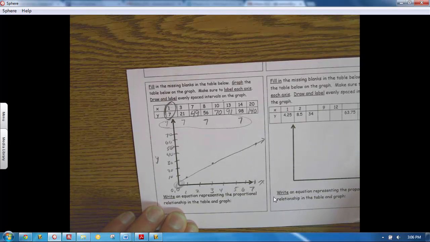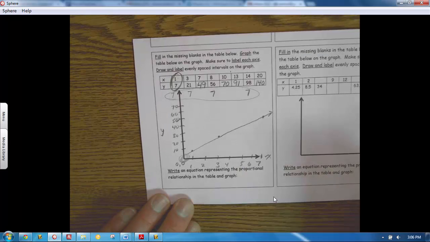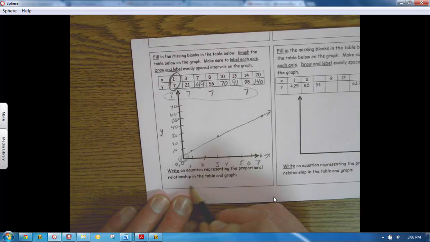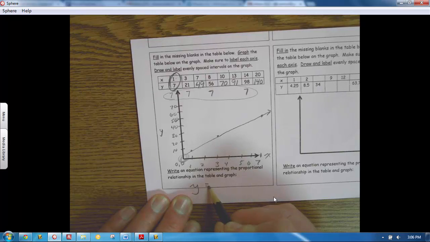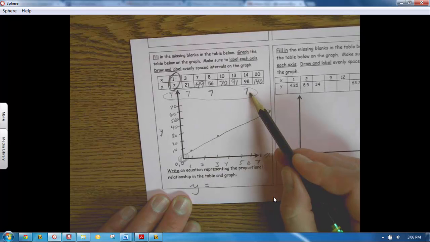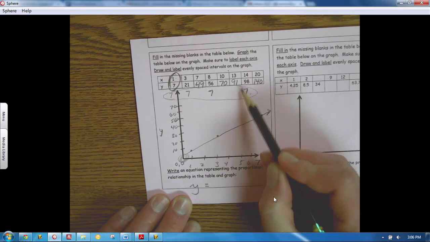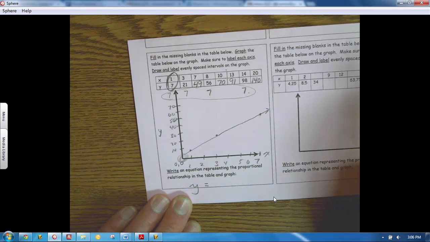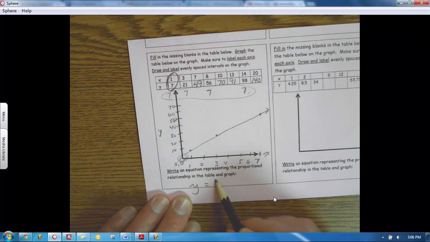The last thing that we need to do is to write an equation representing the proportional relationship. So we're going to start with a y equals, and then we come right back to this proportional value here. Each of my y's was exactly 7 times bigger than all of my x's. So y is equal to 7 times x, or just 7x.